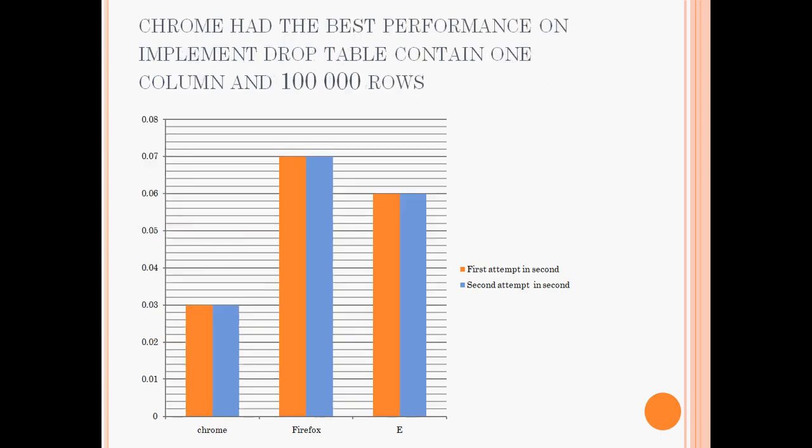Chrome had the best performance on implementing drop table, containing 1 column and 100,000 rows. The chart shows that Chrome took 0.03 seconds, and it's the lowest time to implement the drop statement.